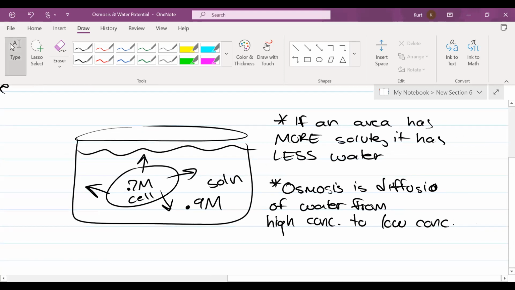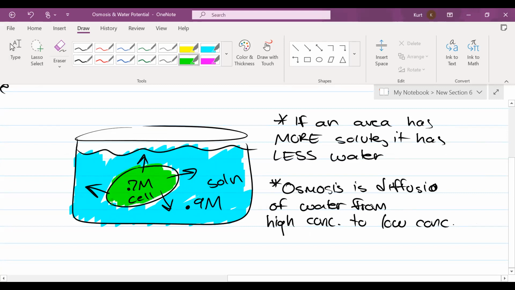Now, we need to go over those terms: hypertonic, hypotonic, isotonic. When you are saying those words, you are referencing the solution. I'm going to highlight all this. Everything here in blue is what we are going to define as being hypertonic, hypotonic, or isotonic. I want you to compare the solution, which I have highlighted in blue, to the cell, which I'm highlighting in green. You don't need to do all this coloring. I'm just really making this stand out for all my visual learners.